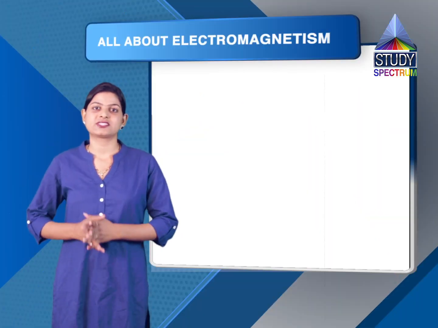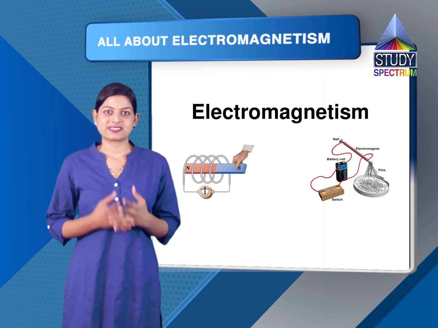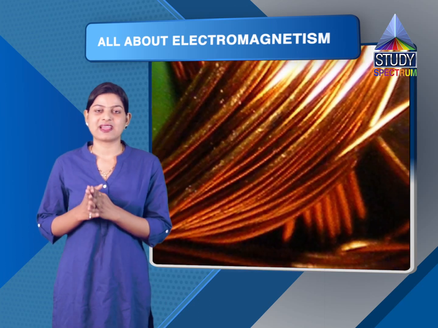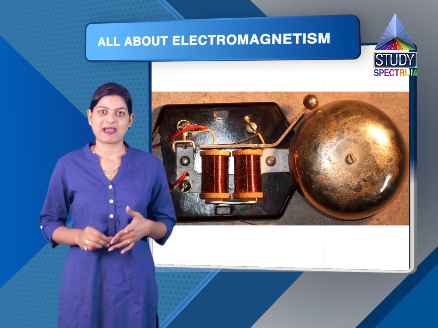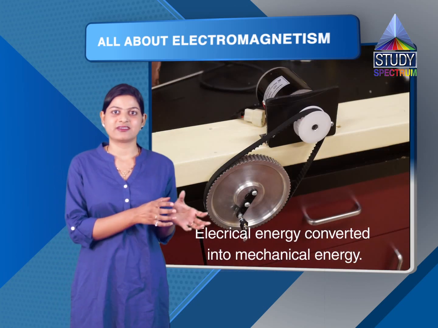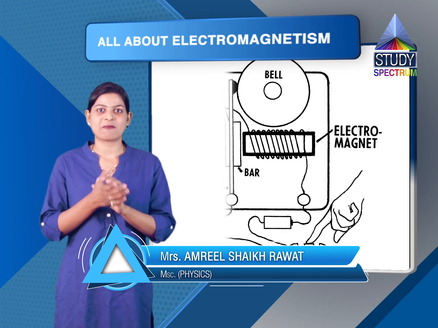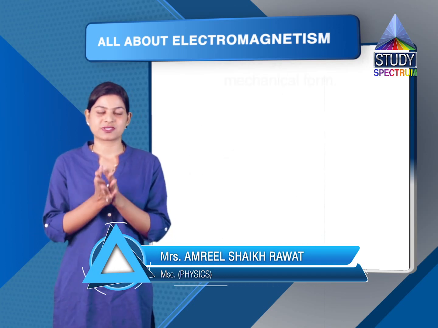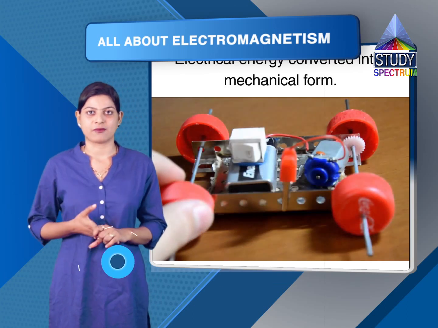Now let's discuss what are the uses of electromagnetism. The concept of electromagnetism is highly used in electric DC motors and electric bells, because in these instruments, electrical energy is converted into mechanical energy. So we use the electromagnetic concept to convert electrical energy into mechanical form.